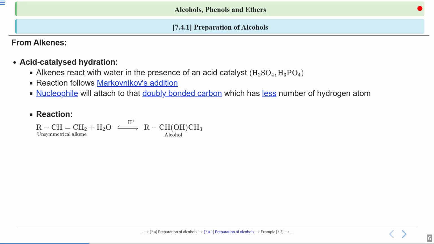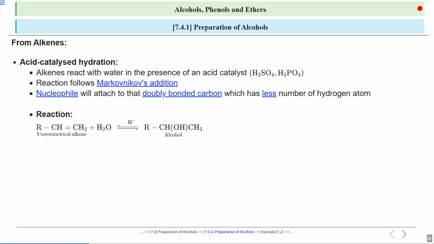If you see the reaction here, let's take an unsymmetrical alkene, RCH double bond CH2. Unsymmetrical how? Because the double bond is present at the very first carbon, right? So there is no symmetry. Now, when you react it with water molecule in presence of proton or acid catalyst, you will get alcohol.